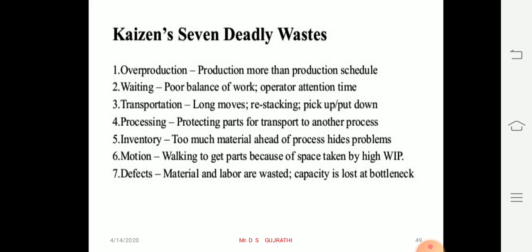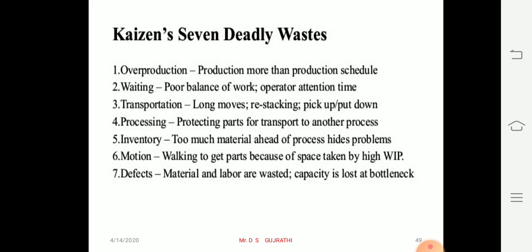Suppose, for example, granulation and packing. If the distance between the granulation department and the packing department is more, then we have to move material from granulation to packing after granulation. So if the distance is more, there are chances of wastage and contamination. So transportation should not be more.